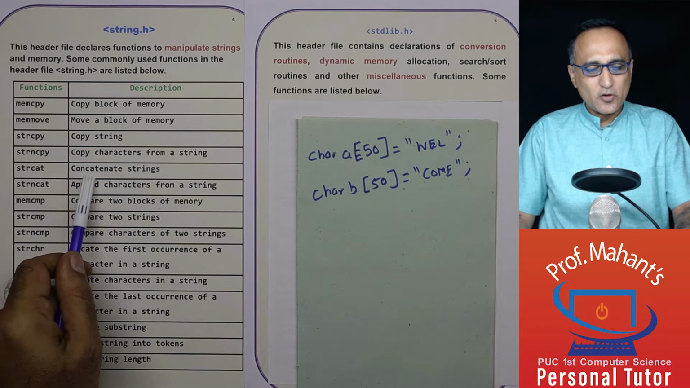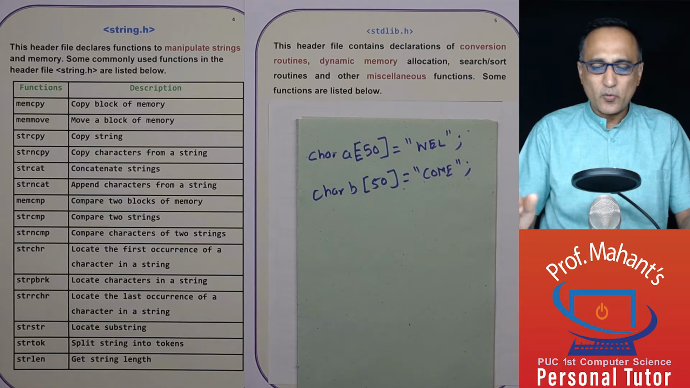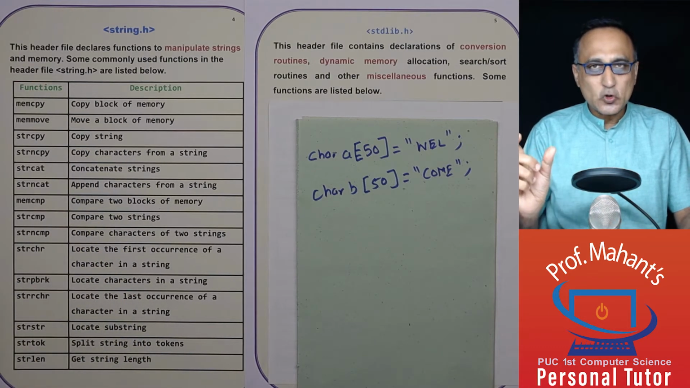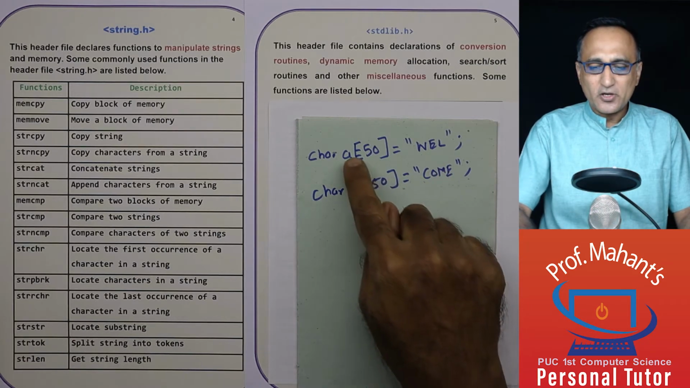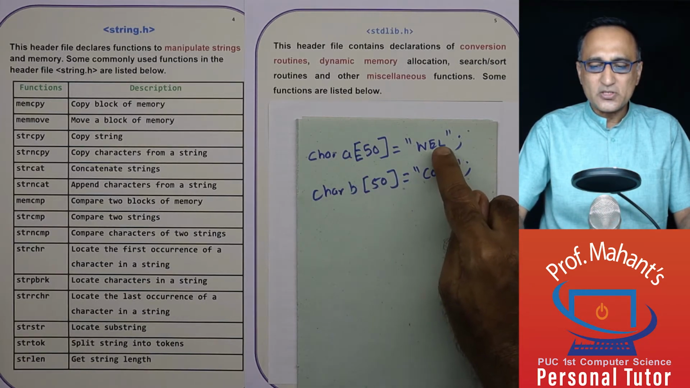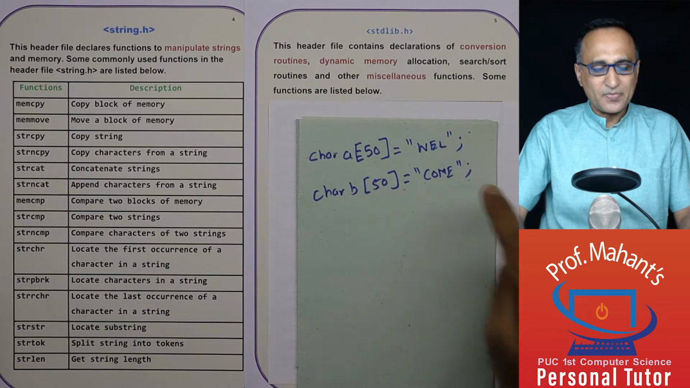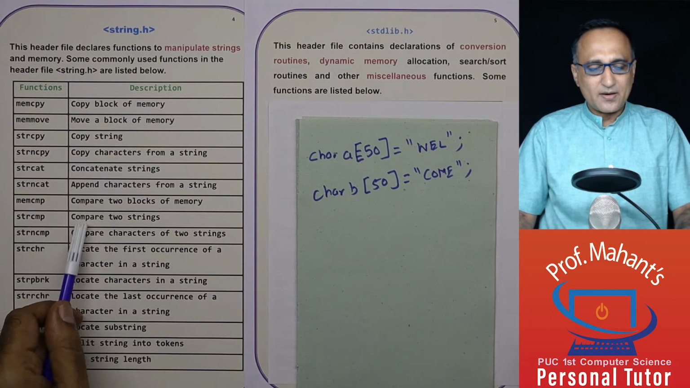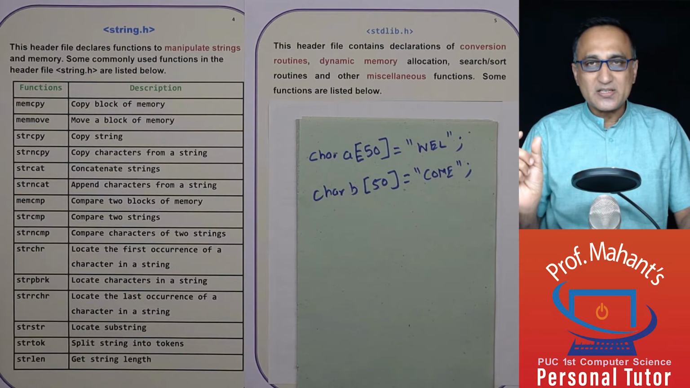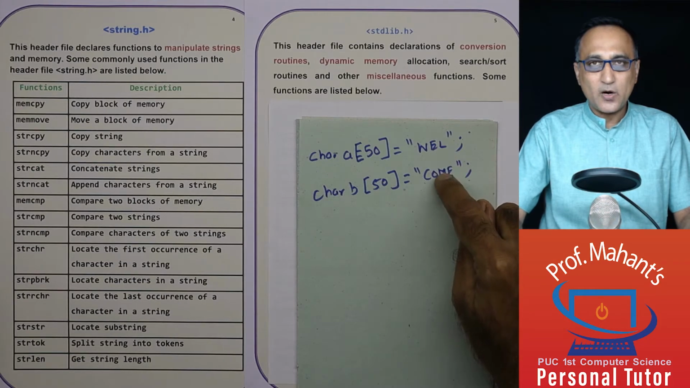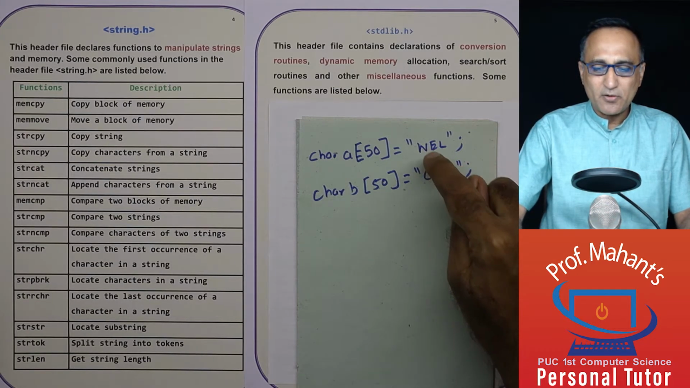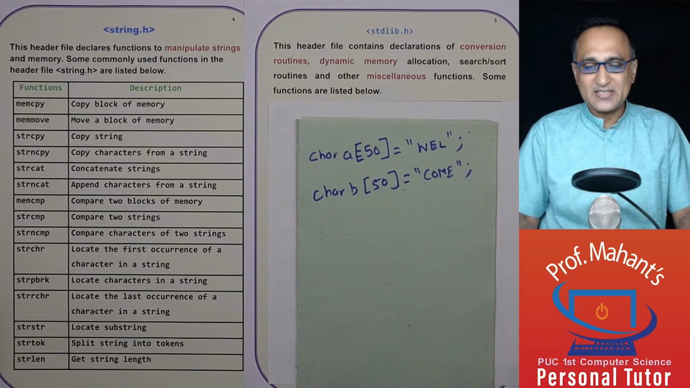strcat stands for concatenate strings. What concatenate means is join the two strings. If I concatenate A and B, then the new string will become WELCOME. String compare, that means I compare two things. I can compare WEL with COME. How do I compare? I compare the ASCII value of W with the ASCII value of C.